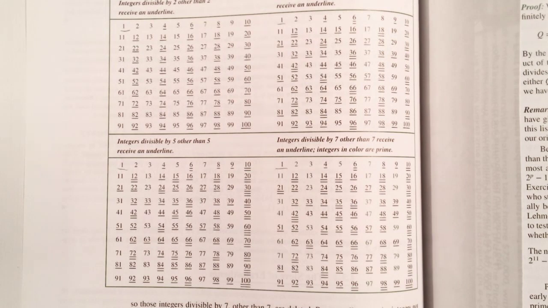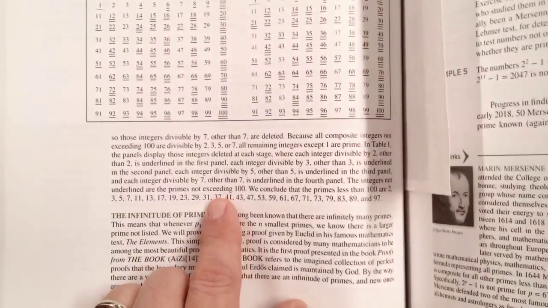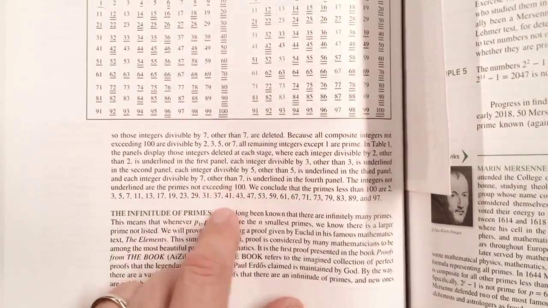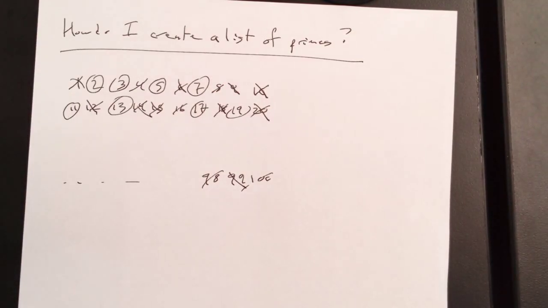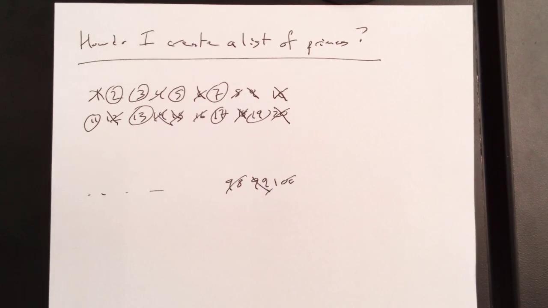Questions? That's why right here, we have all of the non-underlined numbers from that last table. That's a good thing to have on hand. That was the hint problem. How many primes are there?